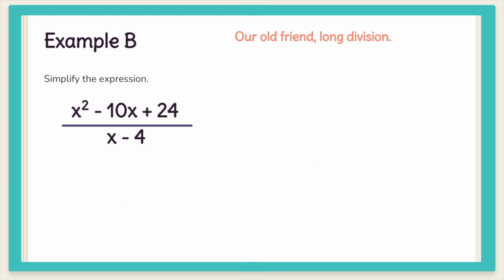Now here in example B, again, we're going to be simplifying our expression by using our old friend long division. Now this time we've got a trinomial divided by a binomial, but our system's going to be the same. So we're going to take x minus 4, that's going to be on the outside of our division, and then we're going to have a nice long division symbol again because we want to have x squared minus 10x plus 24.